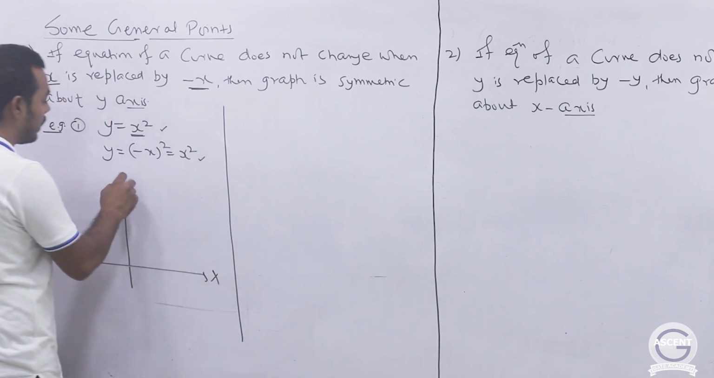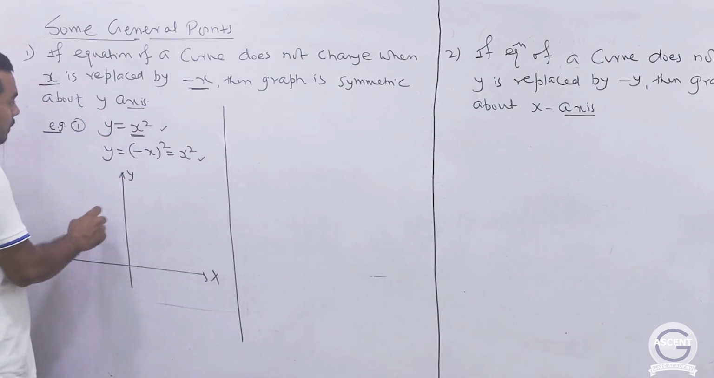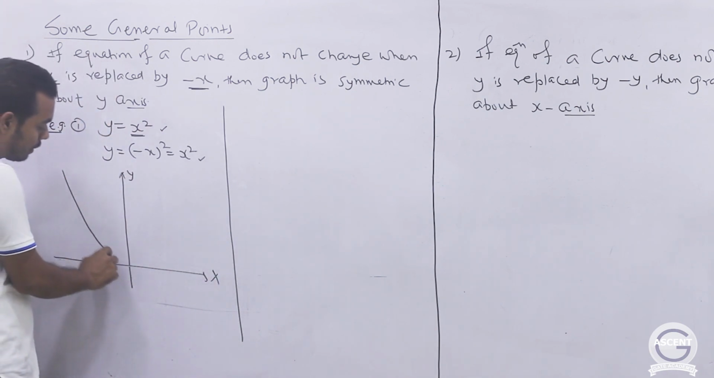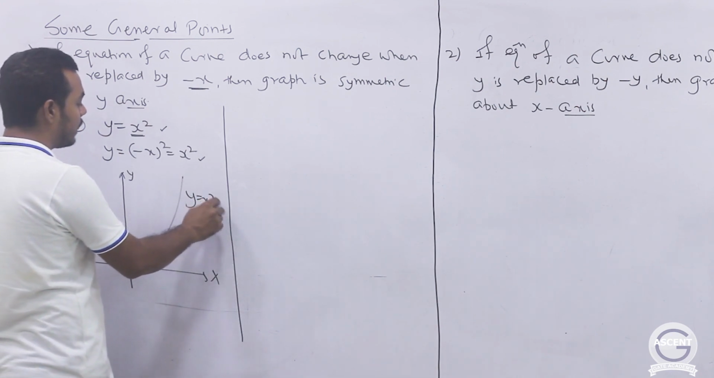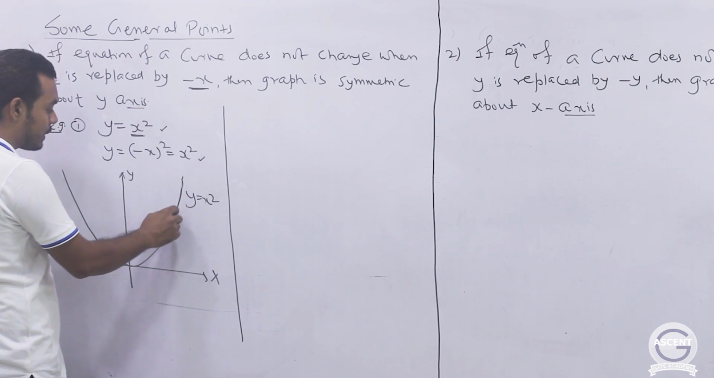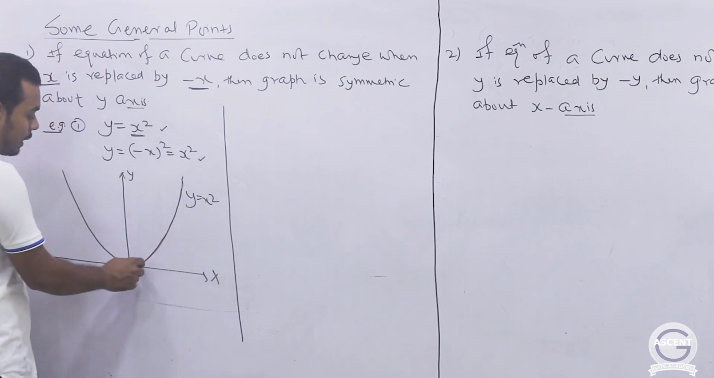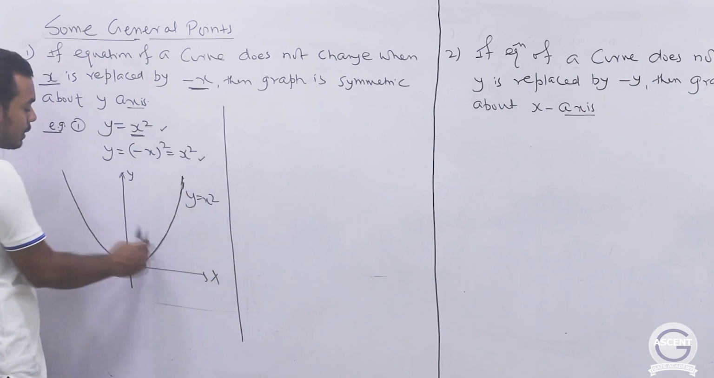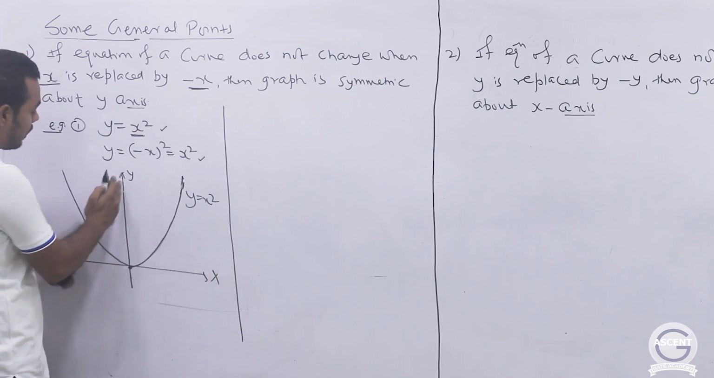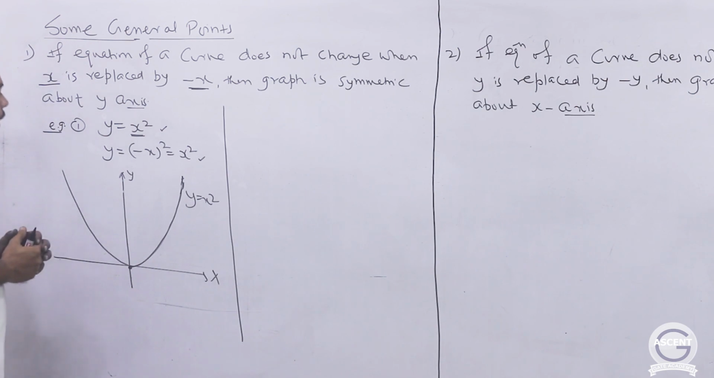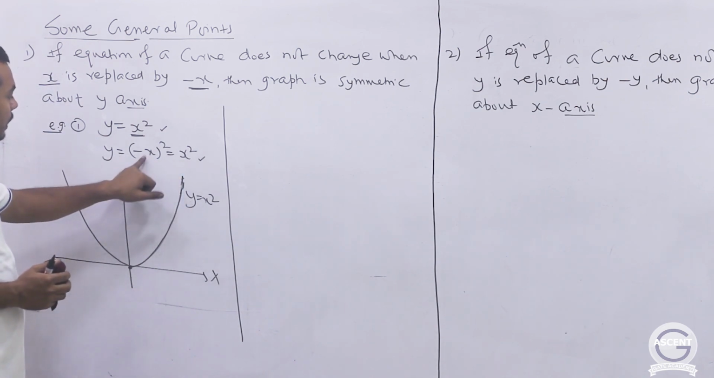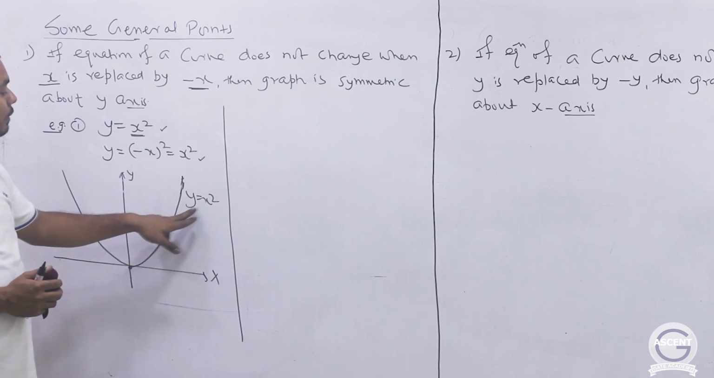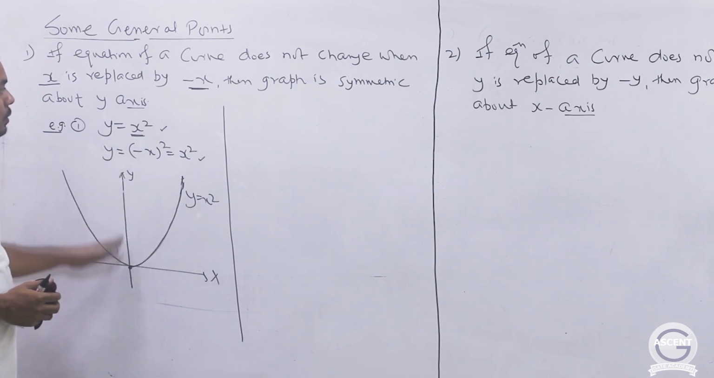So these are our coordinate axes, and we all know that this is the graph of y equals x square, and this graph is symmetric about y-axis. If y-axis is a mirror, then the image of this half of the graph on the positive side of the x-axis will be the other half of the graph. Since we are getting the same equation by replacing x by minus x, the graph must be symmetric about this y-axis.